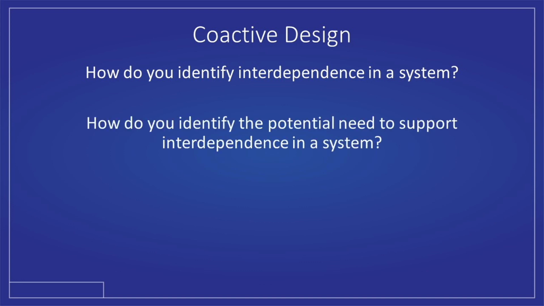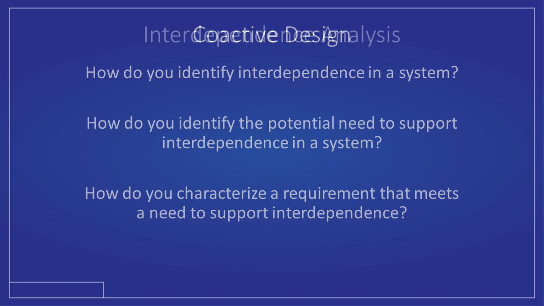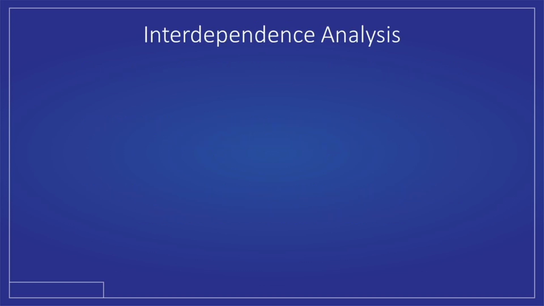How do you identify the potential need to support interdependence in a system? How do you characterize a requirement that meets a need to support interdependence in that system? The answer is performing interdependence analysis. This is an approach at the heart of Coactive Design that helps bridge theory into practice.